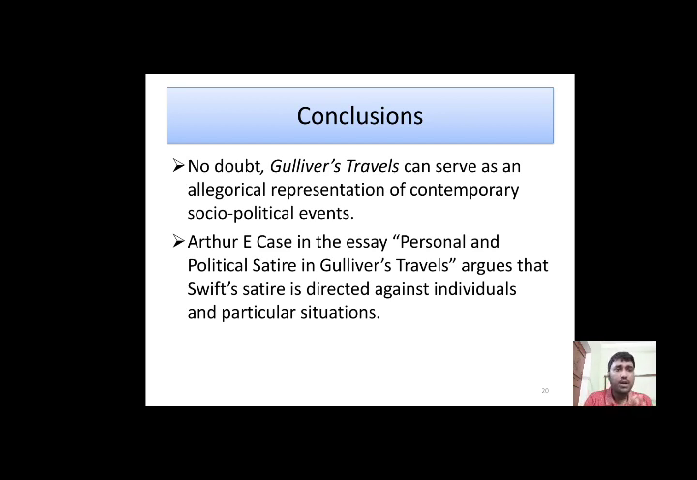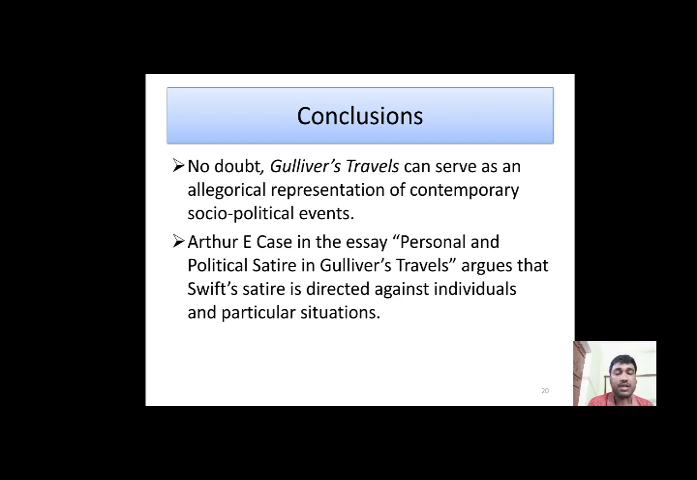Now let us discuss whether Gulliver's Travels, which is a satire on human nature, can serve as an allegorical representation of contemporary socio-political events. The problem is this: whether Gulliver's Travels refers only to contemporary events and individuals as particular events and individuals, or whether it refers to those individuals, situations and political narratives as types. Because Gulliver's Travels is a very famous satire, and as we are reading it in the 21st century, it proves that it is still relevant today. So why is this so? Why is Gulliver's Travels relevant today?